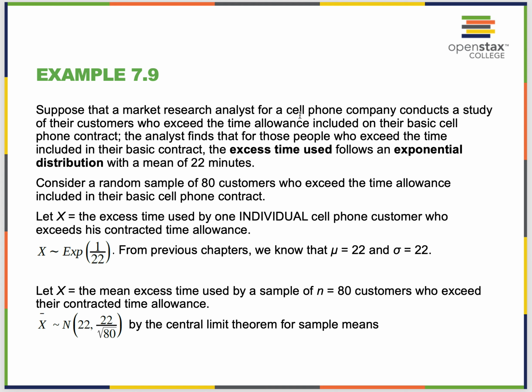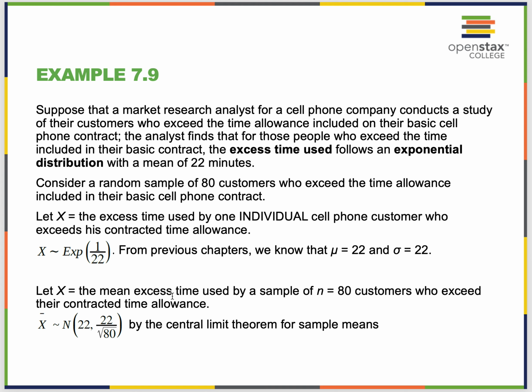7.9. The market research analyst for a cell phone company conducts a study of their customers who exceed the time allowance included on their basic cell phone. The analyst finds out that for those people who exceed the time included in their basic contract, the excess time follows an exponential distribution with a mean of 22 minutes. Consider a random sample of 80 customers who exceed the time limit. Let X be the excess used by an individual cell phone customer. So we know that X has an exponential distribution of 1 divided by 22. That's the rate. From previous chapters, we know that the mean is 22 and the sigma is 22.